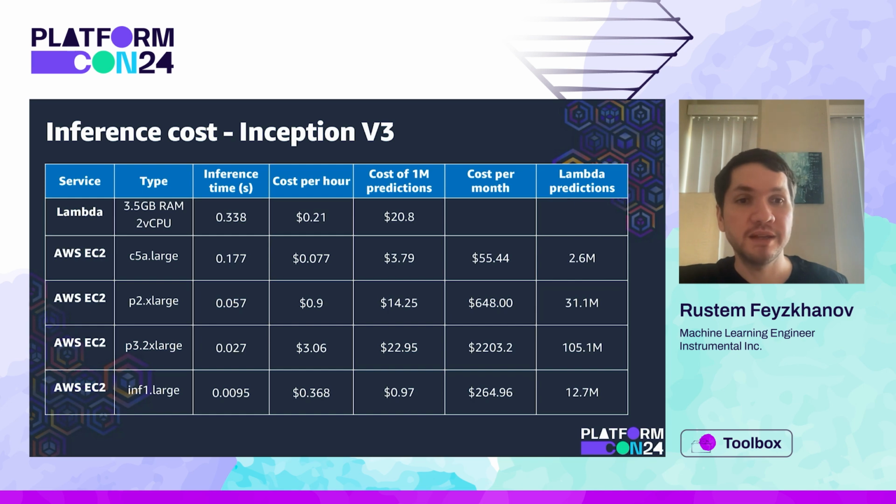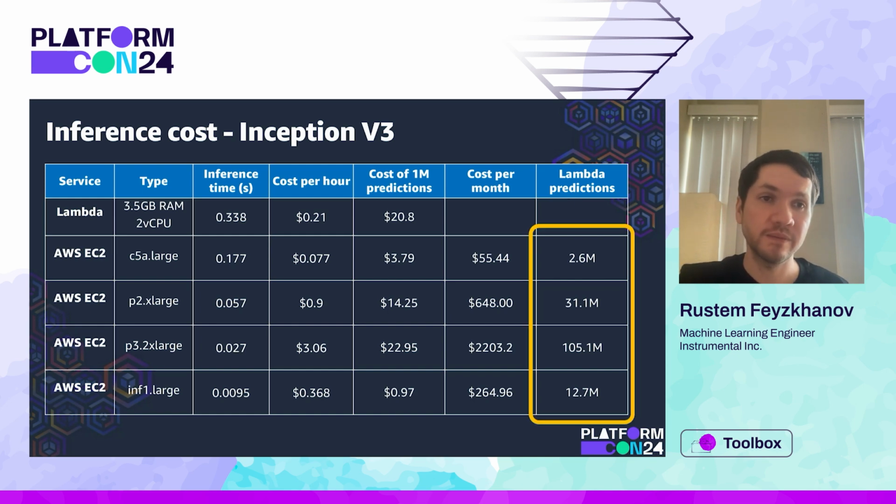Another thing to keep in mind here is that if you have less than 1 million predictions per month, using AWS Lambda can be more beneficial because you don't pay for idle time. So if you don't have a lot of predictions per month, it's more useful to use Lambda.